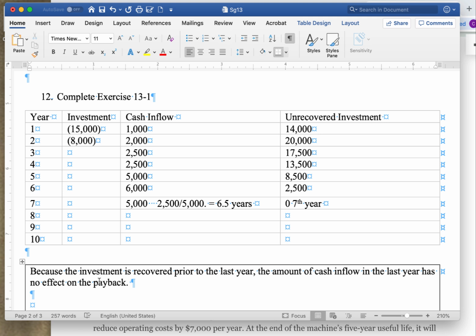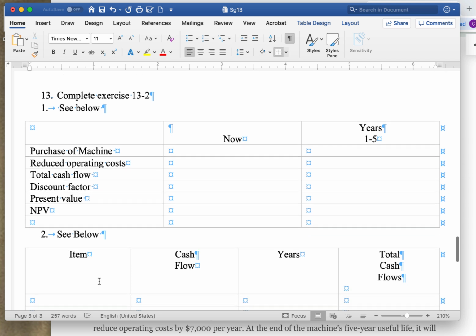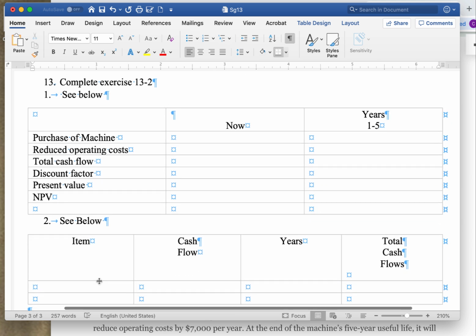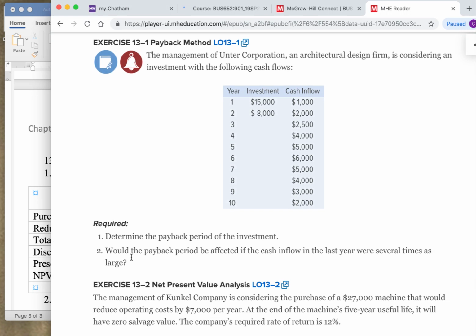We stop. So let's look at exercise 13-2. And we'll just look at part 1 first. So let's look at the problem, right?